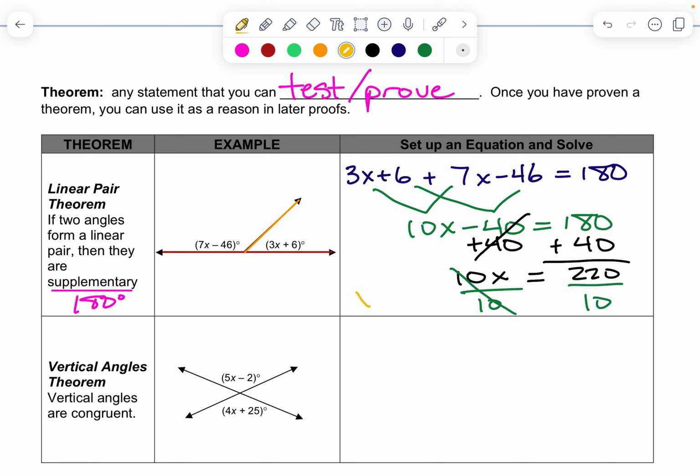So if x equals 22, then I can plug 22 back in there, and that will tell me that this angle is 72 degrees, and I can plug 22 in here, which will let me know that this angle is 108 degrees, and if you double check, those two should equal 180.